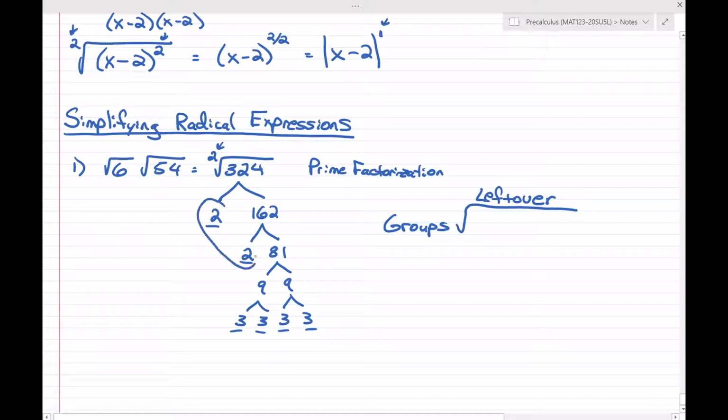Well, here's a group of 2 of the same numbers. There's one group of 2. Here's a group over here of 2 of the same numbers. And here's another group. There's nothing left over. So as far as what the answer would be, it's just 2 times 3 times 3. 9 times 2 is 18.